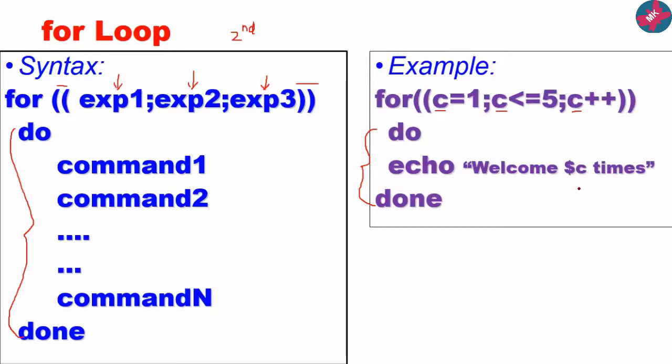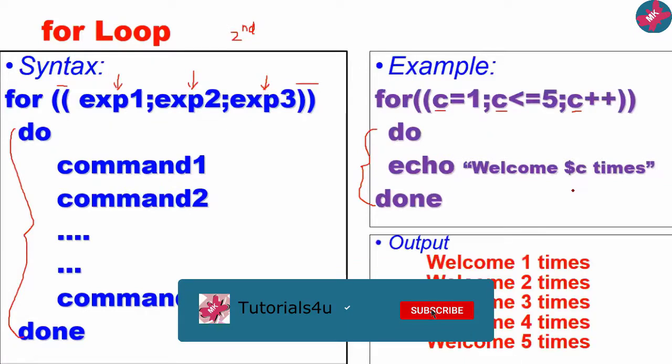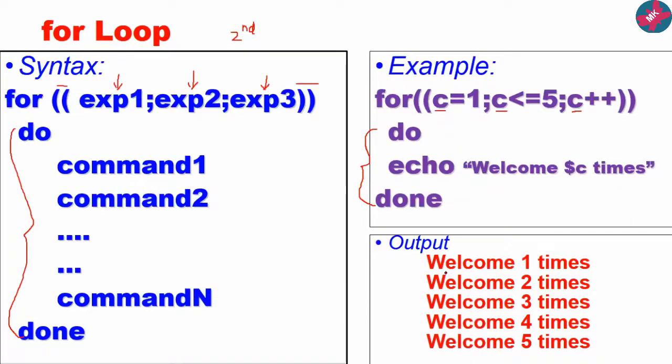What will be the output of this? Check here. This will give the output welcome 1 times, 2 times, whatever the current value of C is, that will be printed. So this is how you can use the two syntaxes of the for loop. In the demo, I will take some more examples of this for loop.